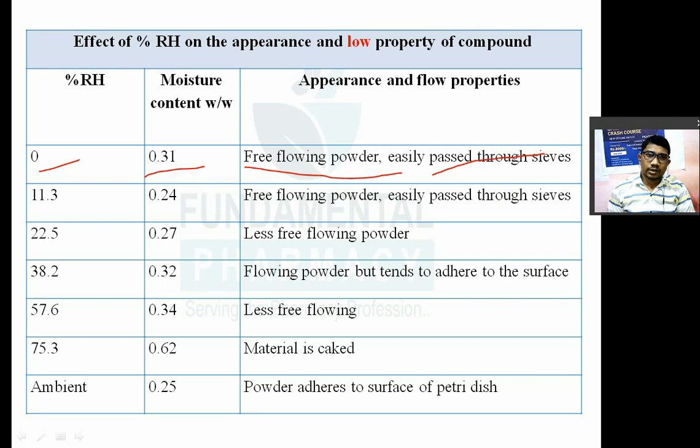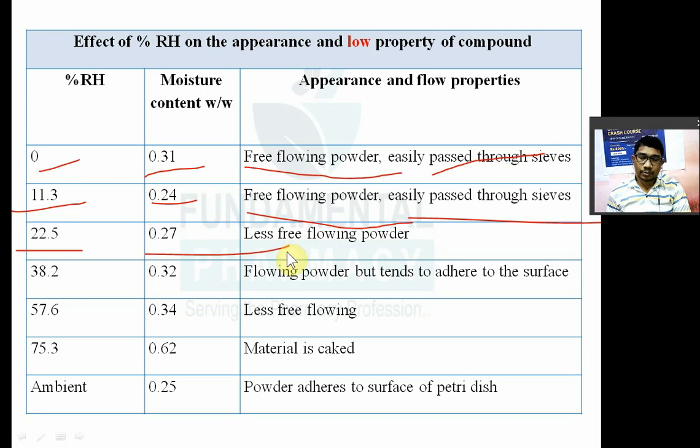When relative humidity is 0%, the powder is free flowing and you can easily sieve it. It can be easily passed through the sieve and it is free flowing at 0% relative humidity. Now if you increase the relative humidity, say to 11.3%, the water content is 0.24% and it is again a free flowing powder that easily passes through the sieve. If you increase the relative humidity to about 22.5%, the water content is 0.27% weight by weight. Now it is less free flowing. So this is the effect of percentage of relative humidity on the appearance and flow properties of powder.